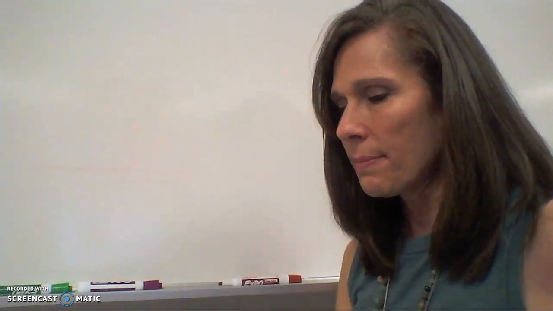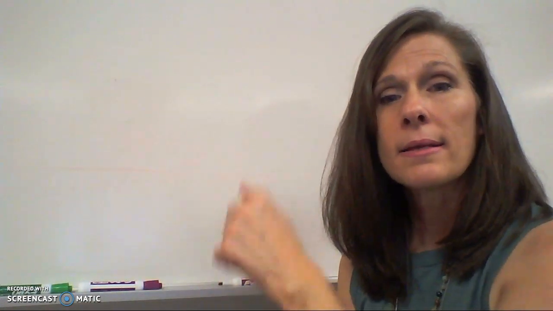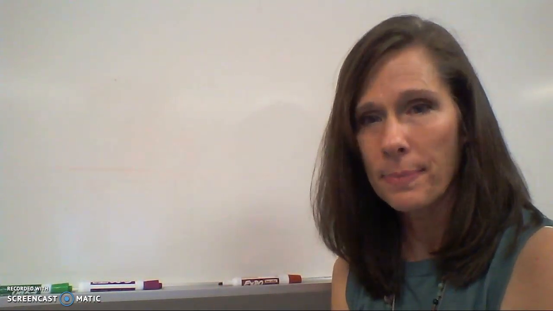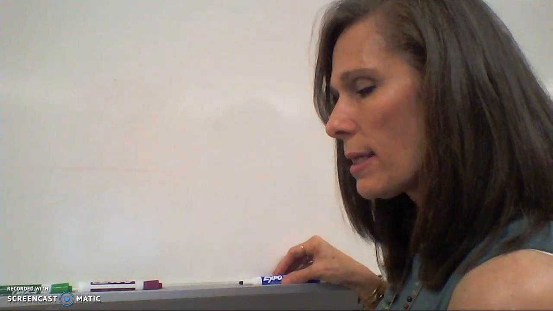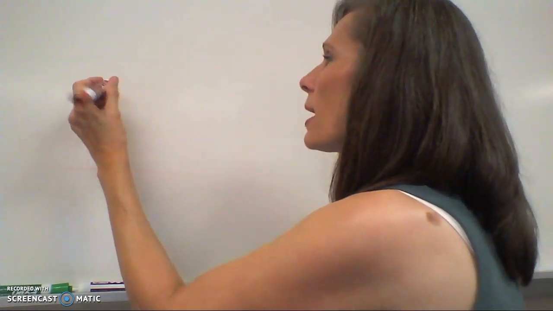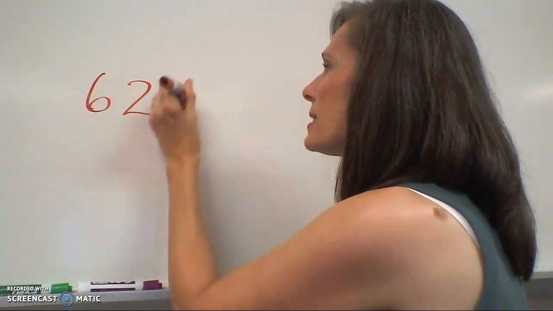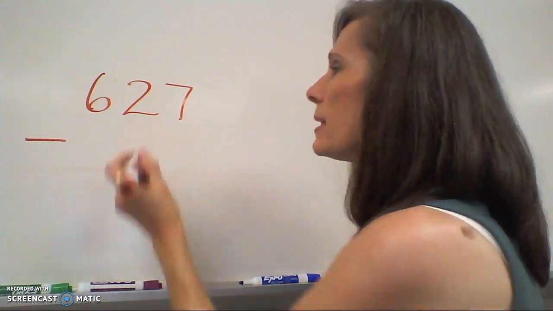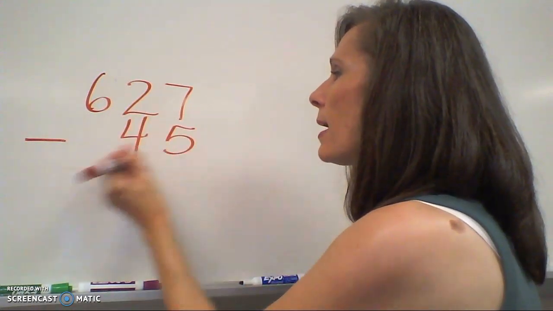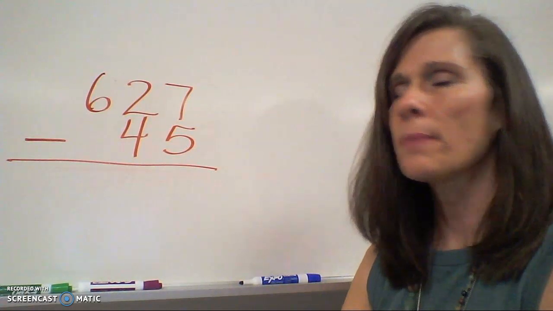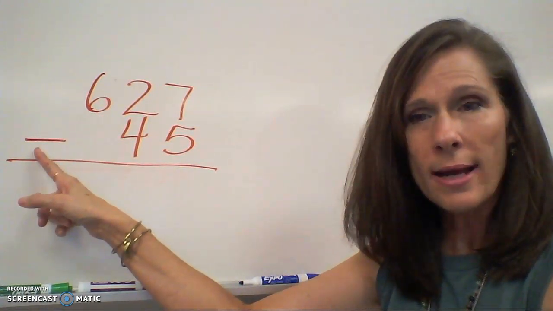Okay, here we go. Let's go ahead and make it a little harder. This time we're going to borrow from the hundreds place and put it into the tens place. Okay, so let's do a few like this. Let's try 627 minus 45. All right, so I look at my equation and I see it's a subtraction equation.